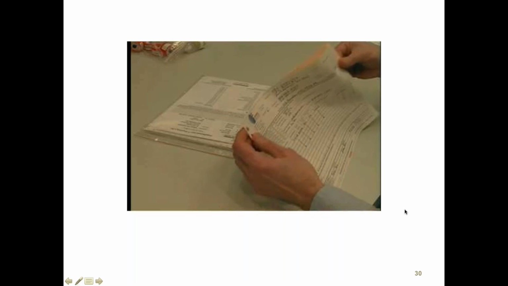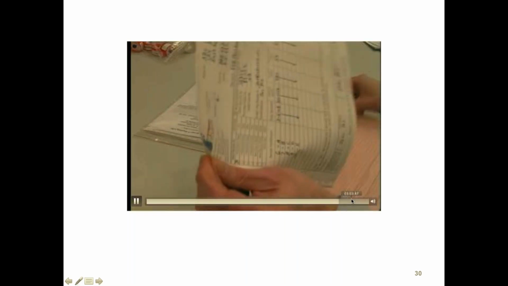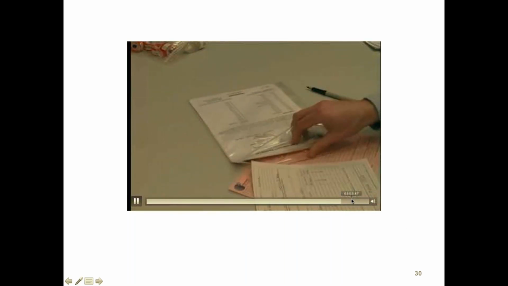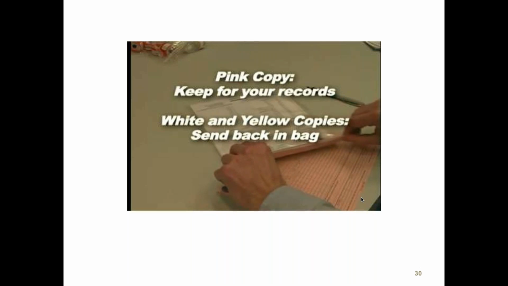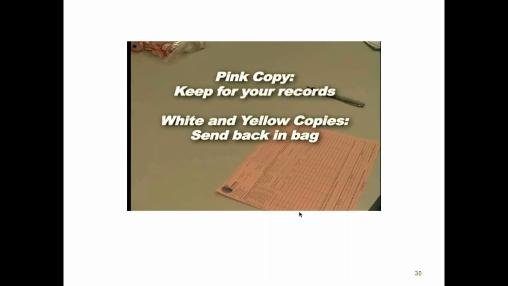Complete the chain of custody form. It is important that you include all the information. We should spend maybe a half hour on chain of custody at some point. Remove the pink copy and keep this for your records. Send the white and yellow copies in with the samples to the lab in the large Ziploc bag.